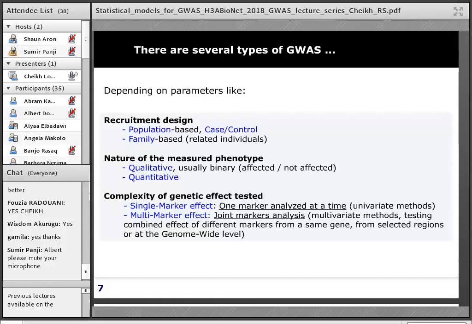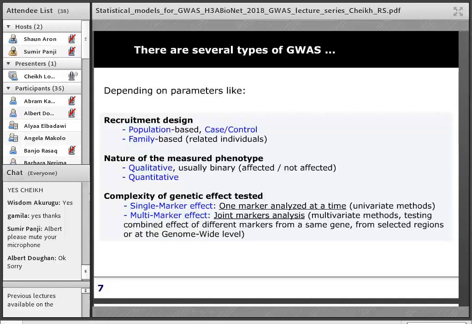We can also have multi-marker GWAS, where we are looking at the joint marker effect on the trait, and these approaches are more suited for complex traits. If the trait is expected to be multigenic or multifactorial, multi-marker GWAS will be more powerful compared to single-marker GWAS. And for that kind of association, multivariate methods are used for testing the combined effects of the different markers.